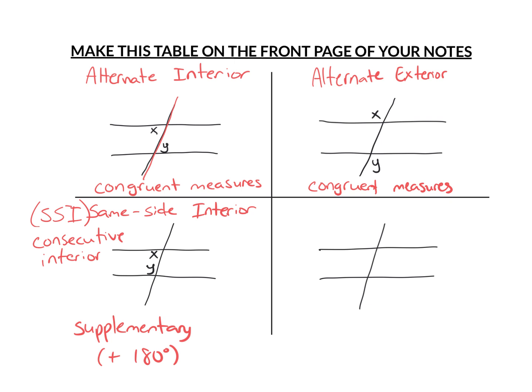What do you think our last one is? It's not same side exterior. I just wanted to hear you say that. There's really no such thing for the specific relationship. You might be like, well, I can do this, and that's same side exterior. I get that. But for the 4 relationships we're going to talk about, that's not one of them. Our last one actually is called corresponding.